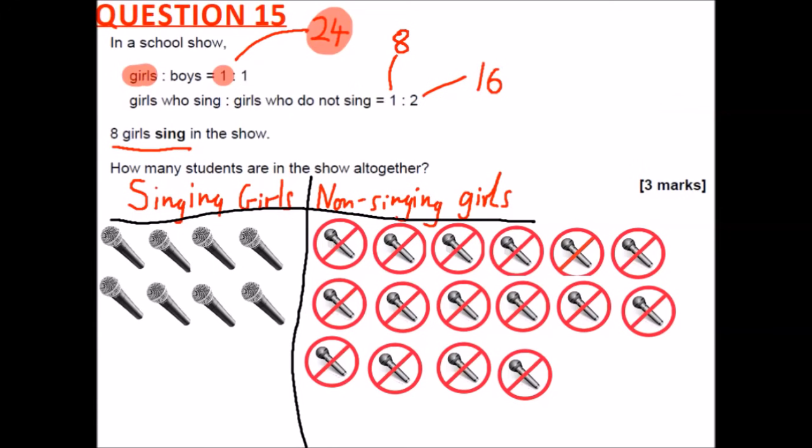The number of boys is represented by the ratio part 1. So it's a 1-to-1 ratio. So if there's 24 girls, there must also be 24 boys.